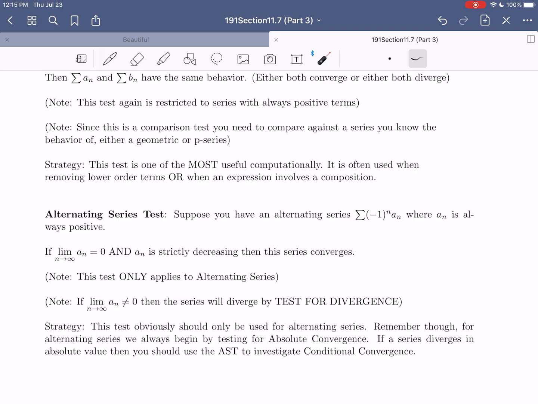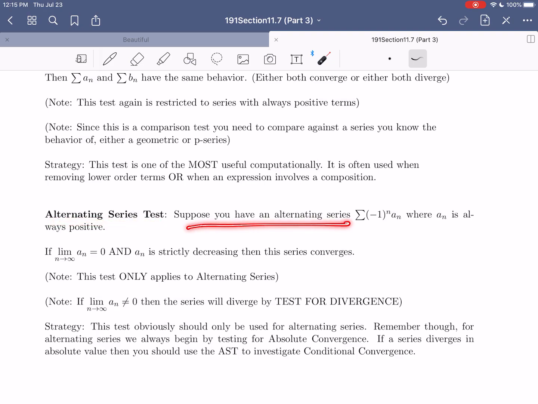All the other tests we've talked about so far, the integral test, direct comparison test, and limit comparison test, all required that you always have positive terms. So we now need something that can handle series where the terms are sometimes positive and sometimes negative. That's, of course, an alternating series. So we have the alternating series test.